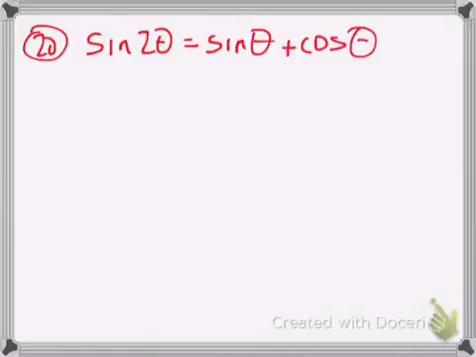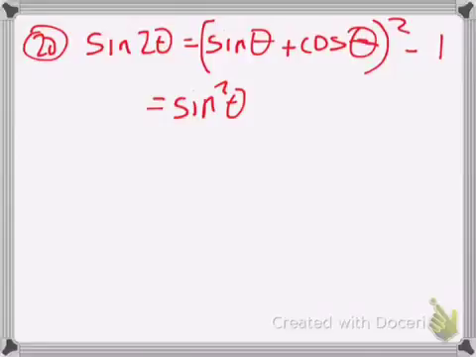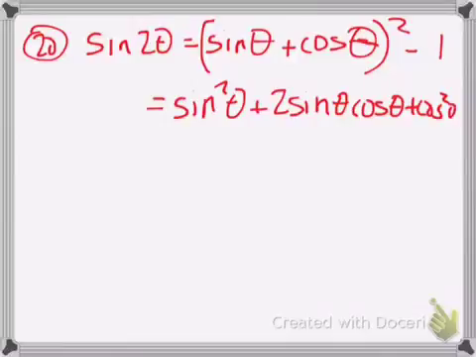And all of this is squared, and then minus 1. All right, so we're going to square sine theta plus cosine theta. That would give us what? Sine squared of theta plus 2 sine theta cosine theta plus cosine squared theta. And then we've got this minus 1 hanging around.